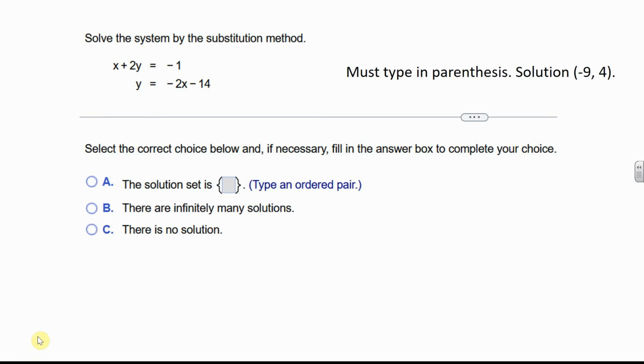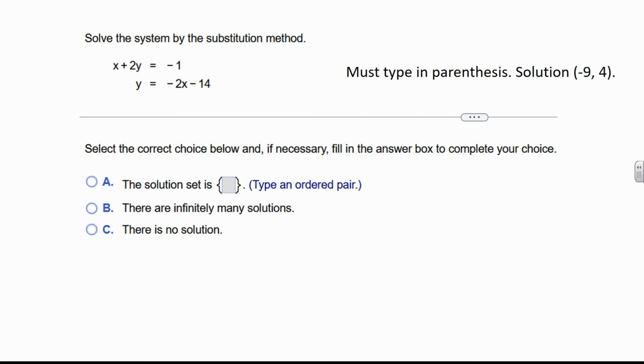And again, talking is cheap. Now, solve the system by the substitution method. So you have x plus 2y is equal to -1, and then y equal to -2x minus 14.